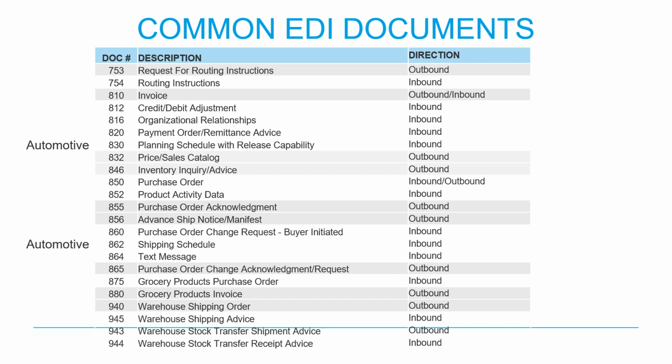For automotive, we have a few different documents. The automotive industry can have complex EDI requirements. One of their main documents is the 830, which is the planning schedule with release capability.